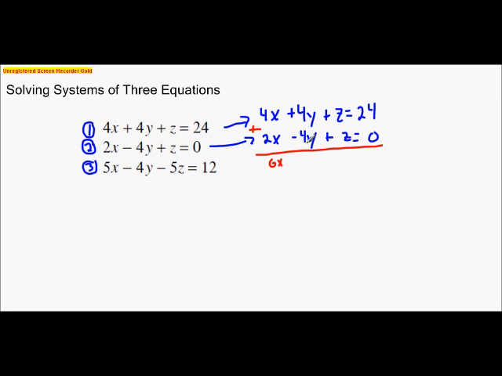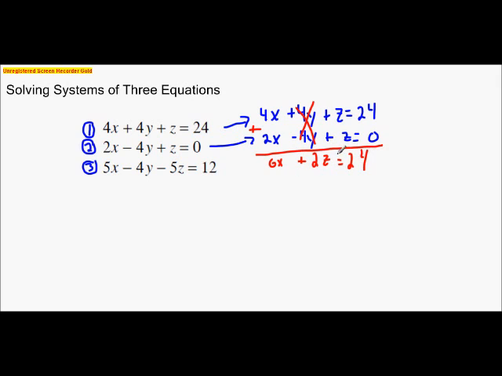4y plus negative 4y is 0y, so those go away, and that was the whole point of this. Z plus z is 2z, so I have plus 2z, and then I have 24 plus 0 is just equal to 24, right? And so that's one of my equations, but again, like I said before, we still have two variables, and so now we got to get another equation. So we got to get another equation so we can have an equation with only two variables, another one, so we can do that.